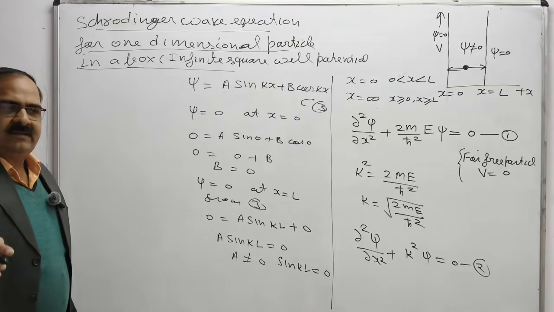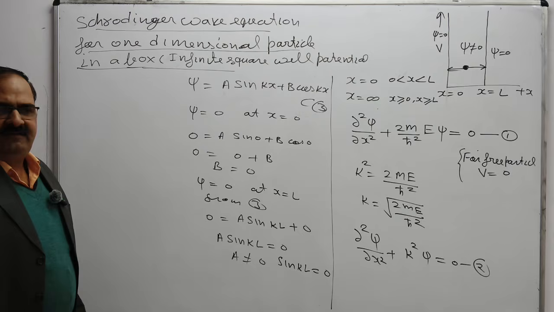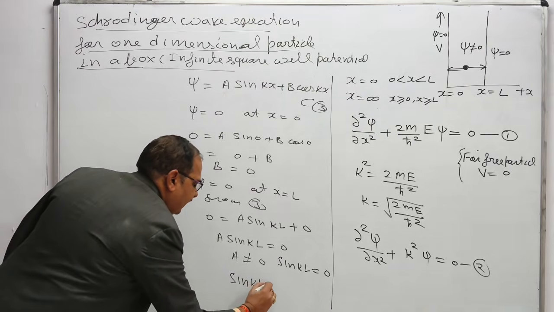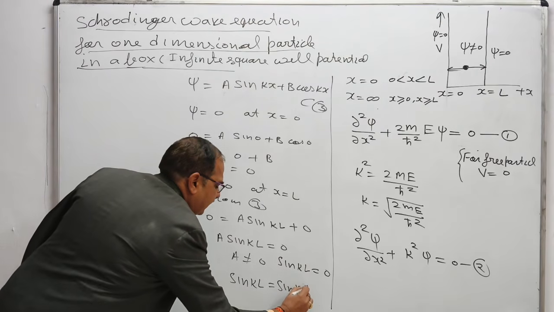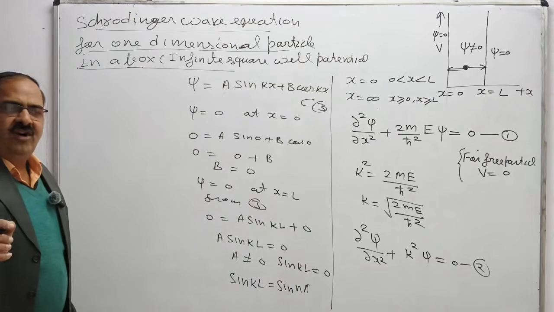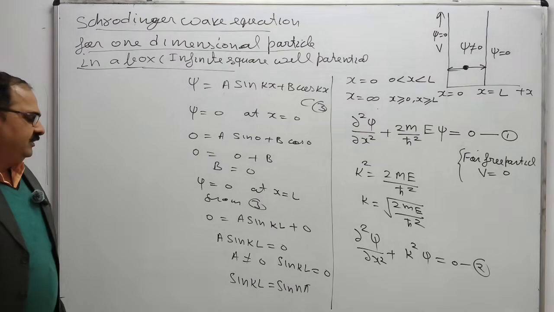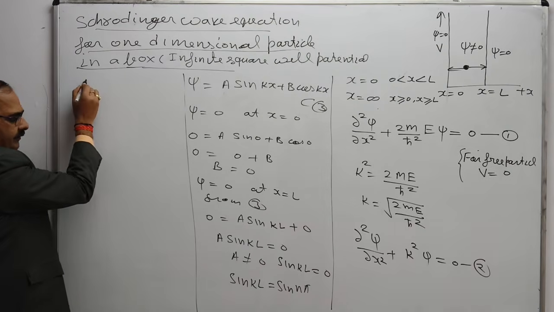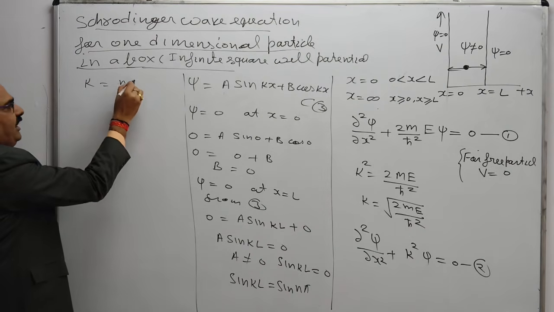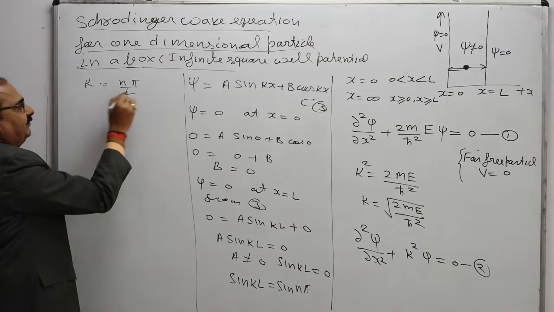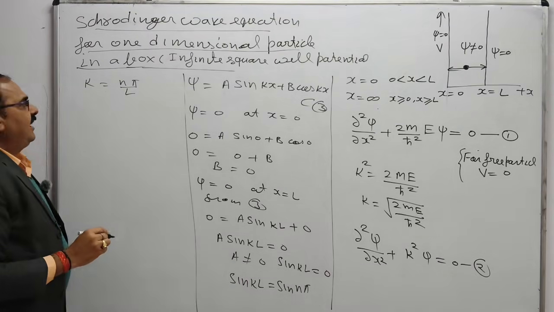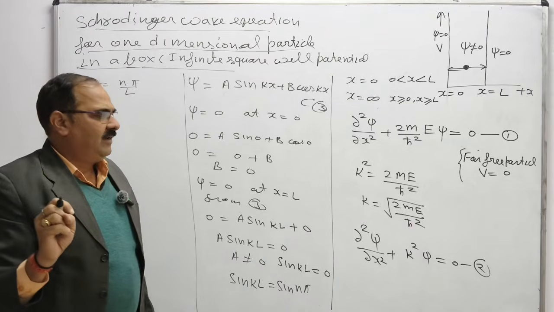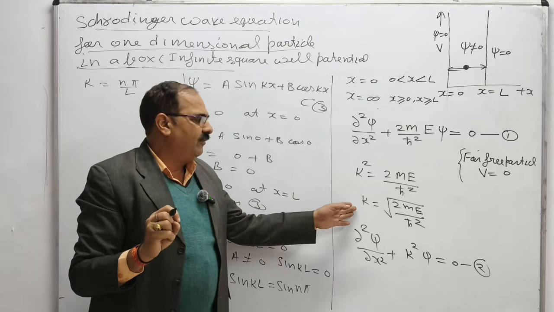It means the value of sin n pi is equal to 0. Then we write sin kL is equal to sin n pi, because the value of sin n pi is equal to 0. Then k is equal to n pi upon L. This is the value. Then we find the energy eigenvalue in the different energy levels from this equation.